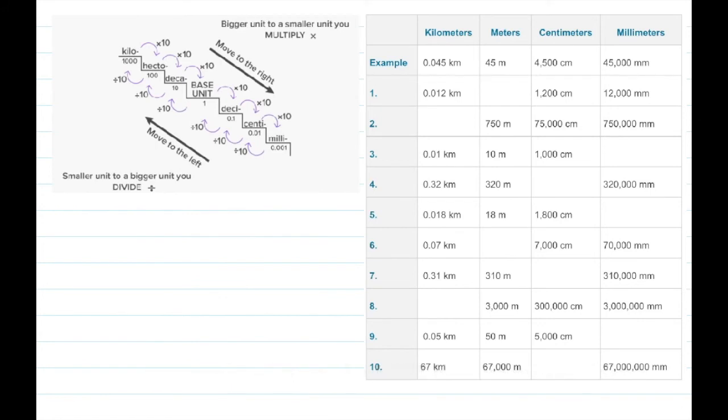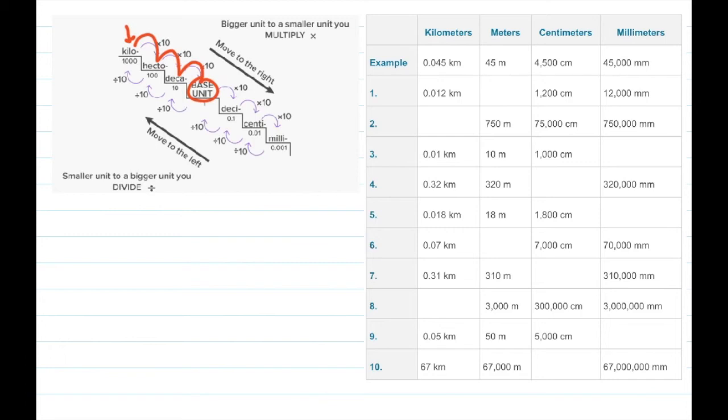We're going to do number 1, which is this one right here. This one is 0.012 kilometers. I'm going to make that into meters. I first need to figure out how many steps I need to move from kilometers to meters. I found the kilometers right here, and I need to move to the meters. Remember, the meters are the base unit. So I need to go 1, 2, and 3. Right here is the base unit, the meters. So I went 3 times. I need to multiply 0.012 times 1,000.